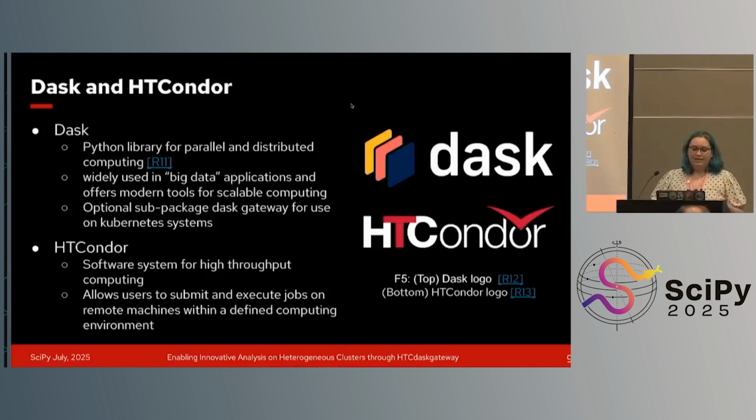One very important thing is that it has an optional sub-package called Daskgateway, and this is how you get Dask to work on Kubernetes. So really important for us, and it was really important to HTCdaskgateway, as you can imagine by the name. And then the other thing is HT Condor. HT Condor is a software system for high throughput computing, and so it helps us submit and execute jobs on remote machines, and it predefines environments for that so that we can use our batch systems and do our high throughput computing. And I want to highlight this is high throughput computing and not high performance computing. This is for HTCs, not HPCs.